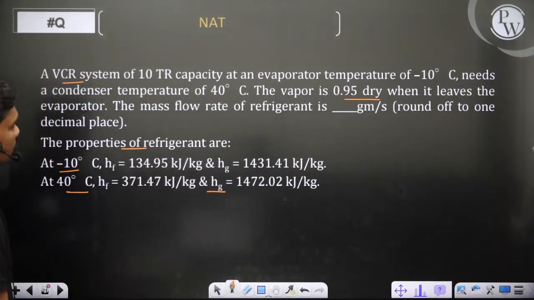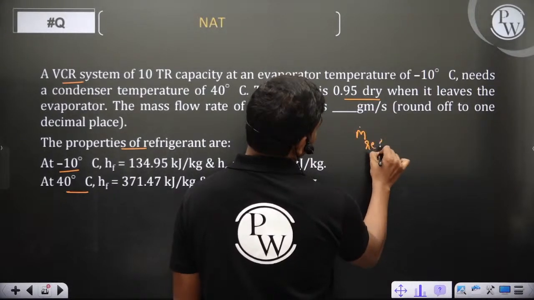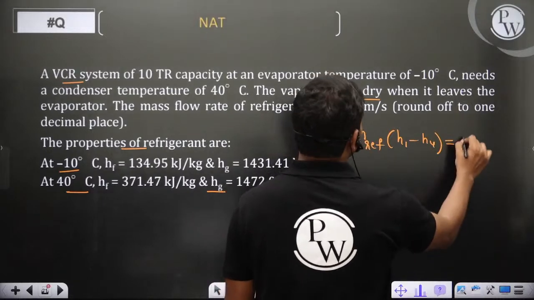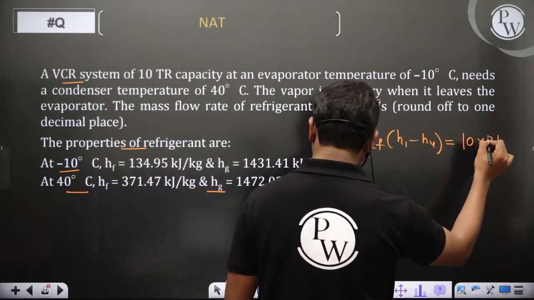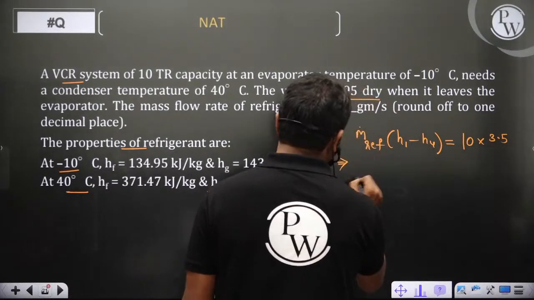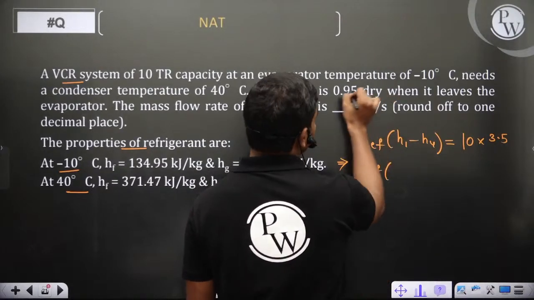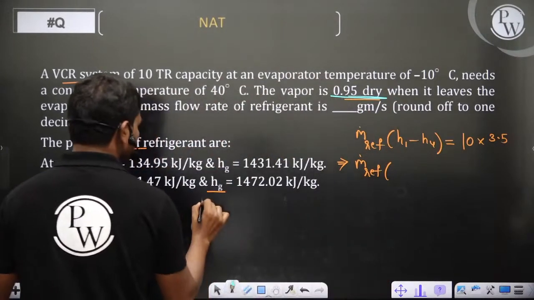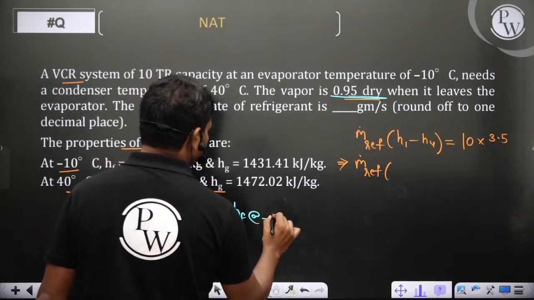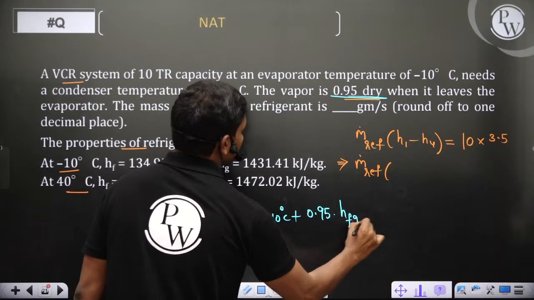So m dot refrigerant into (H1 minus H4) is equal to 10 tons. 10 tons is 10 into 3.5 kilowatts. So you can calculate m dot refrigerant, and H1 you can calculate because the vapor is 0.95 dry. So what about H1? H1 is equal to HF at evaporator pressure at -10, plus 0.95 times HFG at -10.